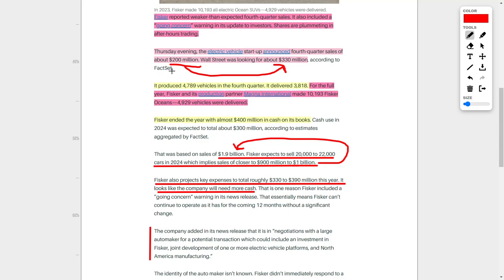Things get even worse when we pan out to see the full year, because in the full year, Fisker and its production partner made 10,193 Fisker Oceans. However, they only delivered 4,929 of those vehicles.